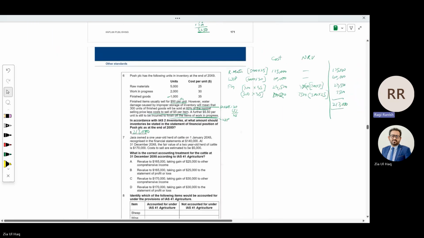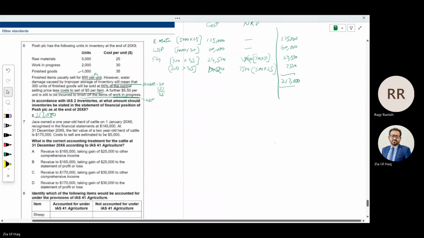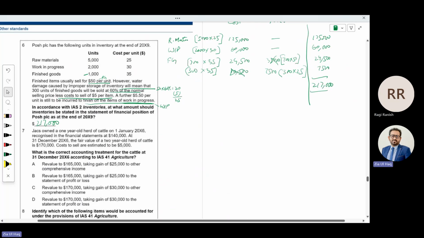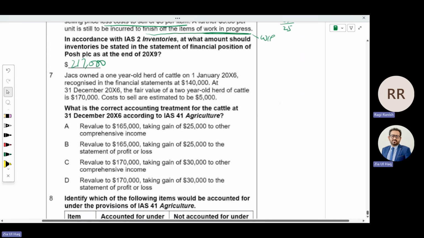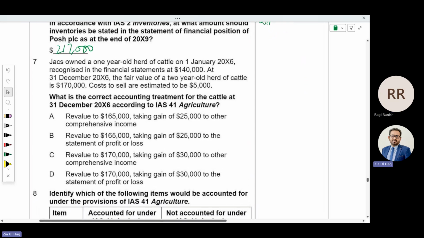Mister, how did you calculate 2014 300, 2013 400? Okay, he calculated accurately. Yeah, I got it. What I did was, instead of 50 times 60%, I did 35 times 60%. It's wrong. Okay, number 7. Good luck, everybody.